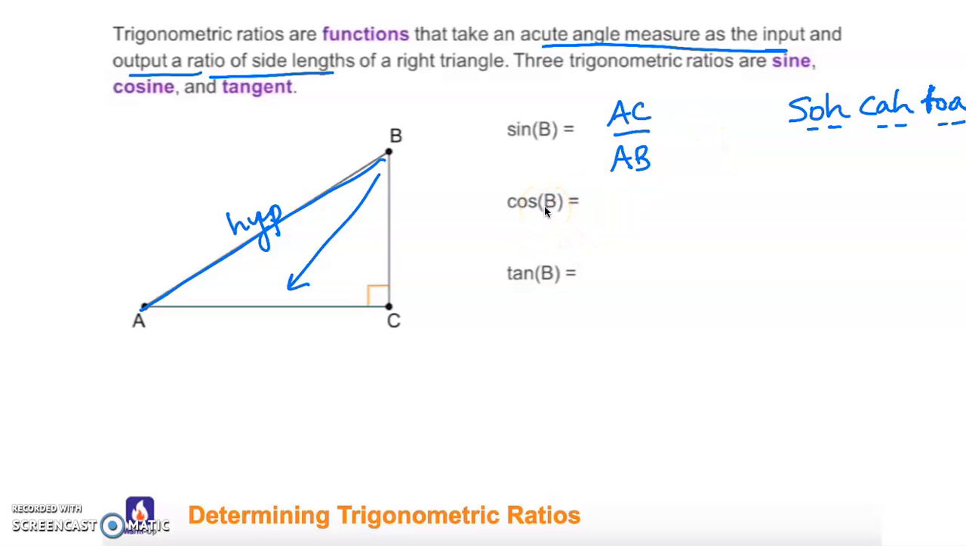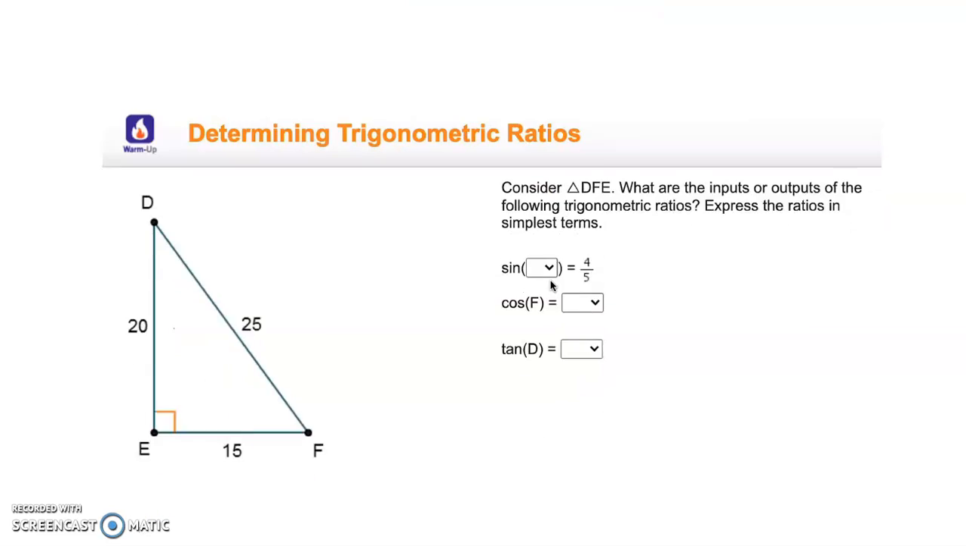So the cosine of B now is the adjacent angle. This is adjacent and this is opposite. So the cosine of B is going to be BC over the hypotenuse, which is AB. And then the tangent, again, we're looking at angle B. That's the input. The opposite, which is AC, over the adjacent, which is BC. Those are good things. Make sure you understand what opposite, adjacent, and hypotenuse are and what these ratios are. Once you know that, this makes it a lot easier.